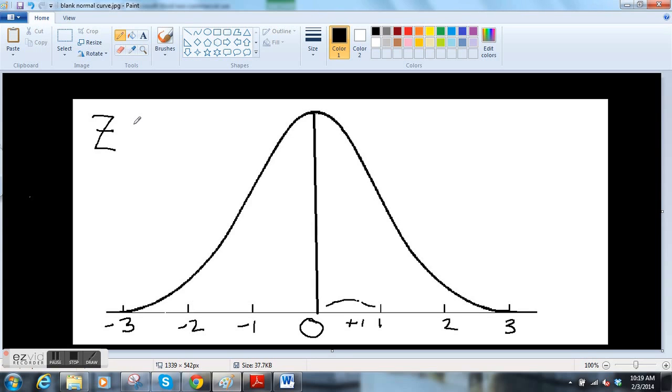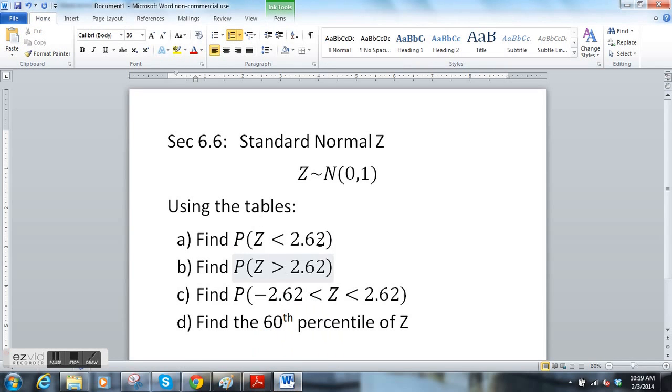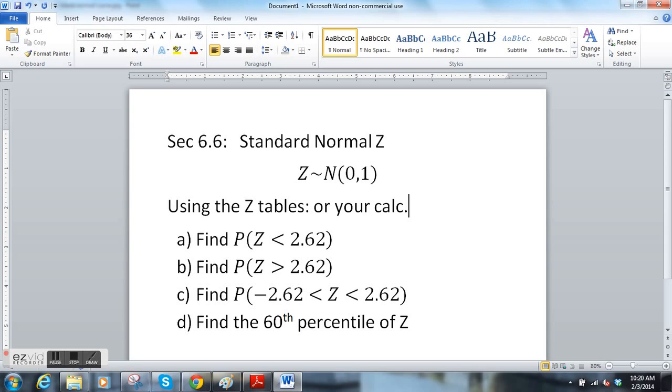Well, but you still need to figure out how to use probabilities and find them for the z curve. So for this video, I'm going to show you how to find these probabilities using the z tables, which are in your book. And on a test, I'm happy to give you z tables. So you have the choice of using z tables or your calculator. The calculator will be the next video.